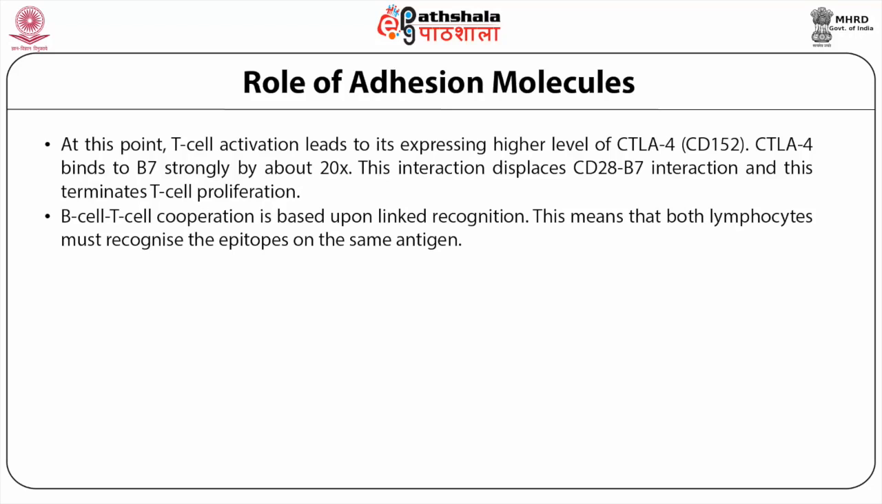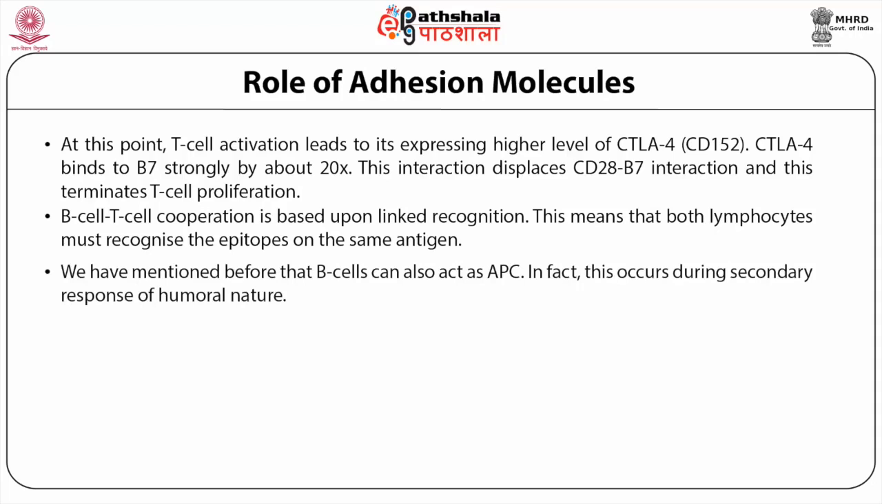For example, a virus coat will have several proteins. As long as the T cell was clonally selected by one of those, it will cooperate with the B cell, provided the peptide recognized by the T cell was a part of the antigen specific to the B cell. We have mentioned before that B cells can also act as APC. In fact, this occurs during the secondary response of humoral nature.